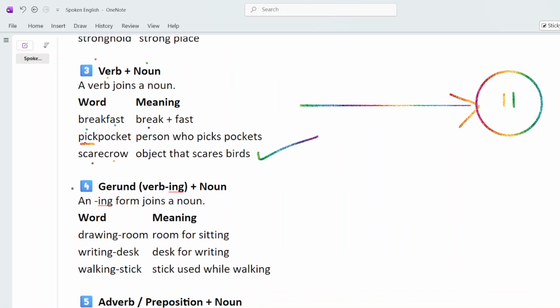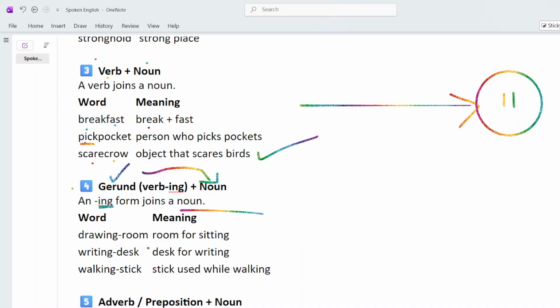Now let's look at something also known as the gerund. I already spoke about this in my previous lesson as well. Gerunds are verbs in the ing form. However, they take the position of a noun in a sentence. So an ing form joins a noun. The ing form, that is the gerund, joins the noun, makes friends with nouns. Let's look at some examples for today.